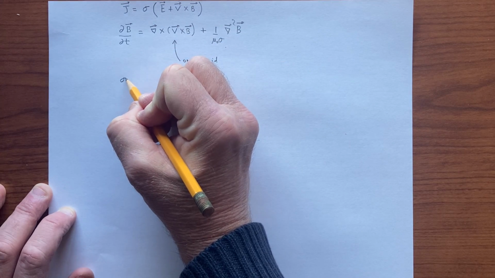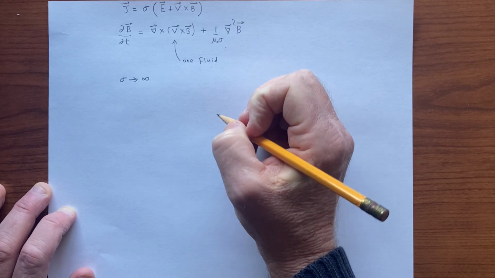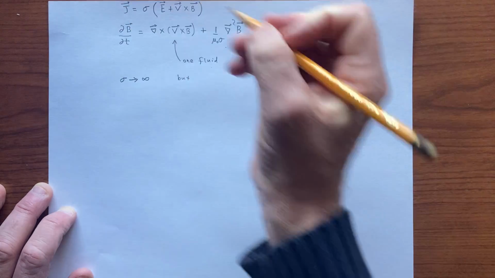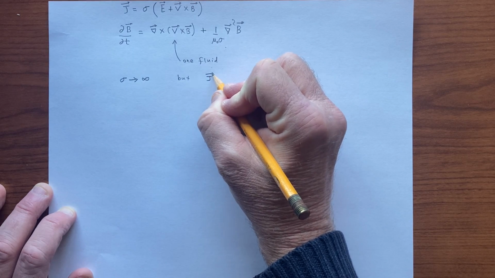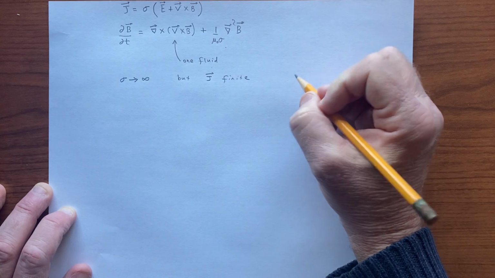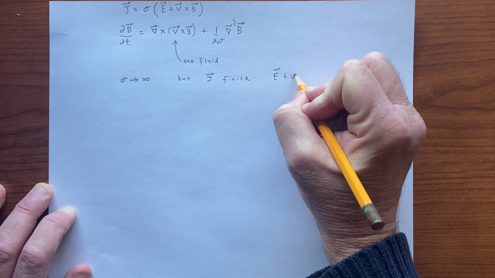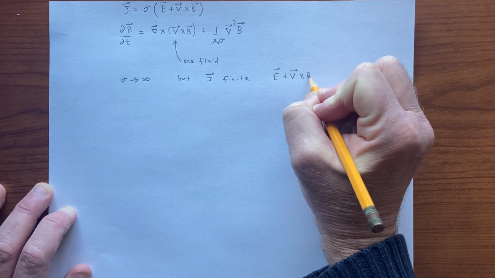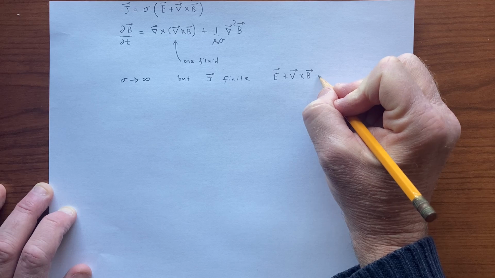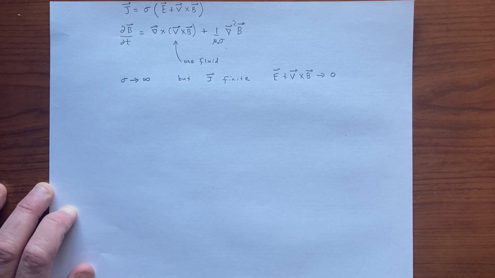And then we mentioned that as the conductivity increases to the point that it becomes infinite, we still have finite currents, right? So this is finite. So it must follow that this quantity goes to zero, so that 0 times infinity can be something finite. So this goes to 0 as this goes to infinity.